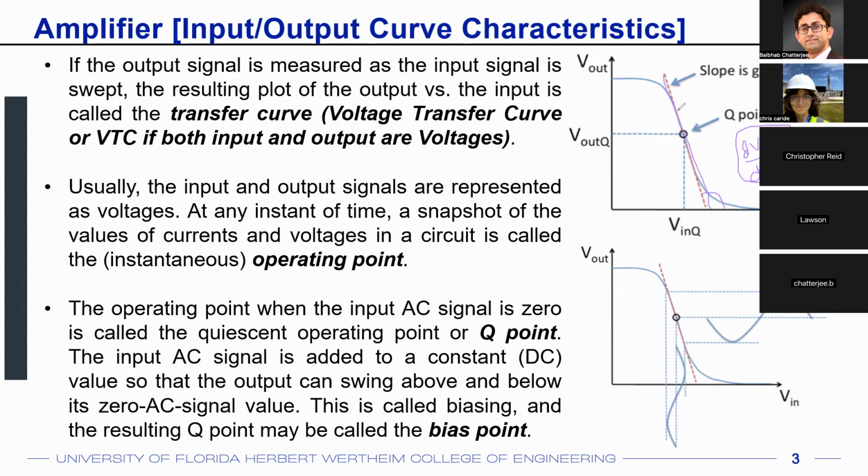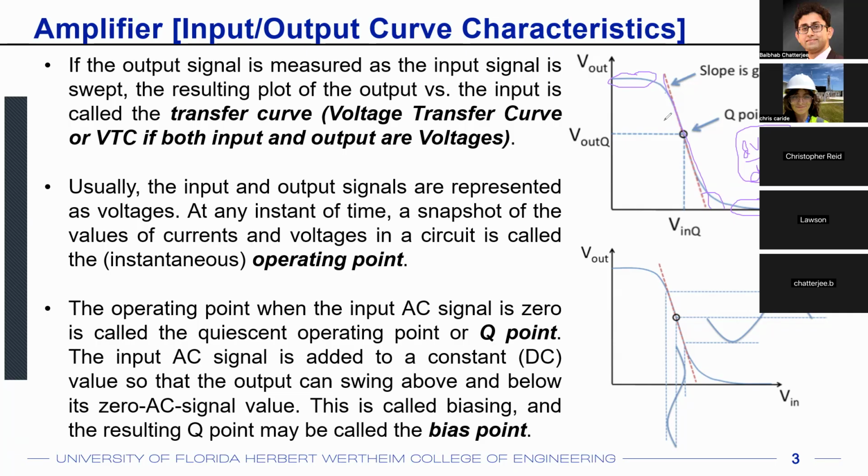So where is the slope maximum in absolute value? Of course, here the slope is 0 because your output is not changing at all as your input is changing. Here again, your slope is 0, or your gain is 0, because your output is again not changing, or changing by a very small amount, as your input is changing.